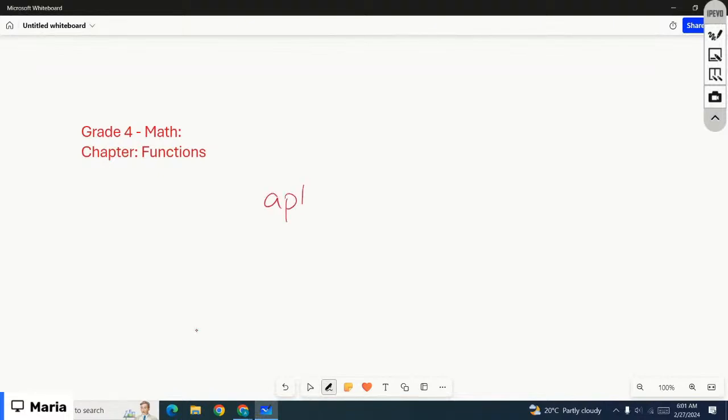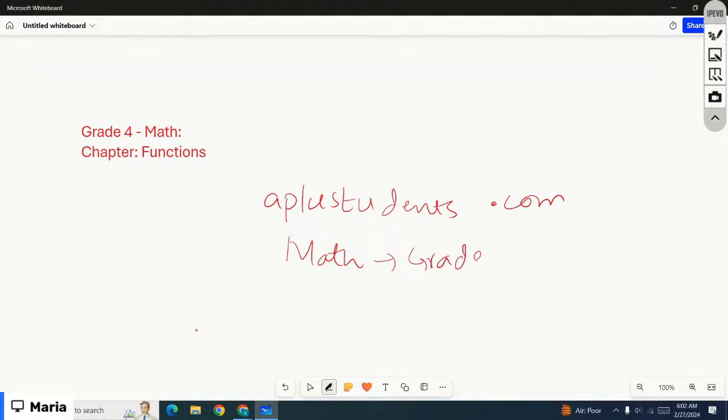You can find all the lessons on aplusstudents.com. You have to log in there using your email address, and the password is provided by the administrator. Then you have to select math from the subject tab, scroll down to grade 4, and then click on view all lessons. There you can find a list of the chapters.